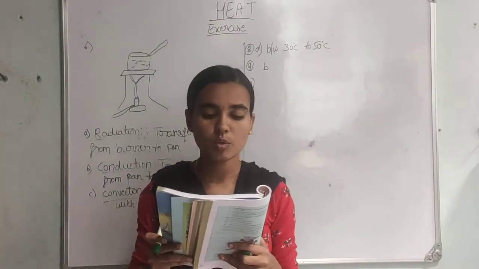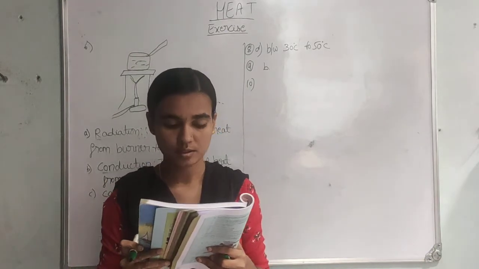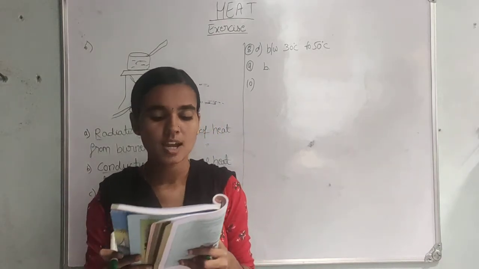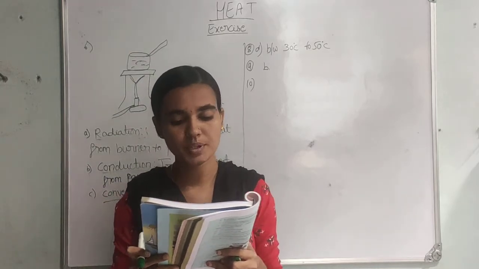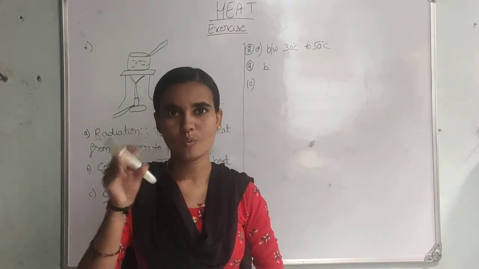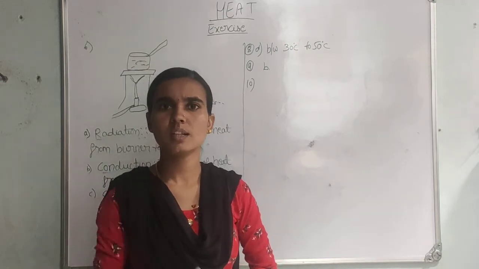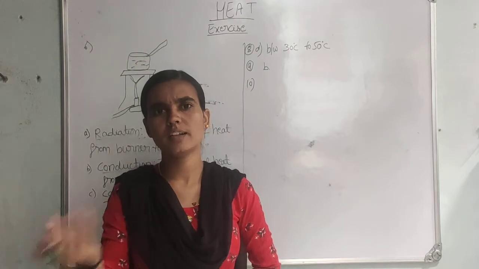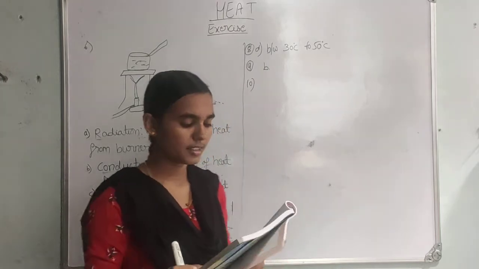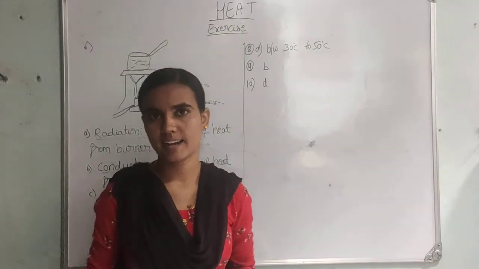So 10th question, a wooden spoon is dipped in a cup of ice cream. The other end becomes cold by the process of conduction, convection, radiation, or does not become cold. So we kept a wooden spoon in ice. Is wood a conductor or insulator? It is obviously an insulator. In an insulator, heat or cold cannot pass from one end to the other. Because of that reason, it does not become cold. So that's why that option is correct.